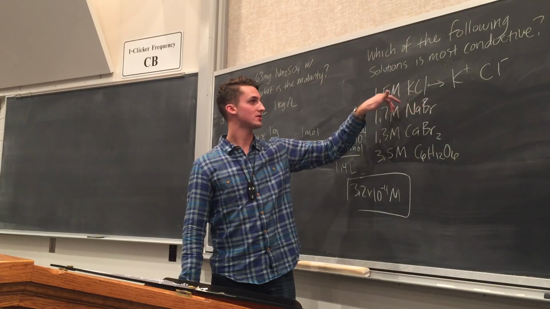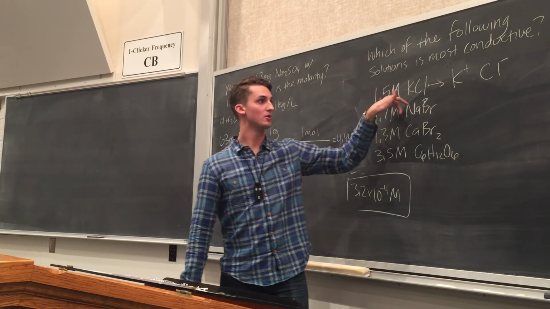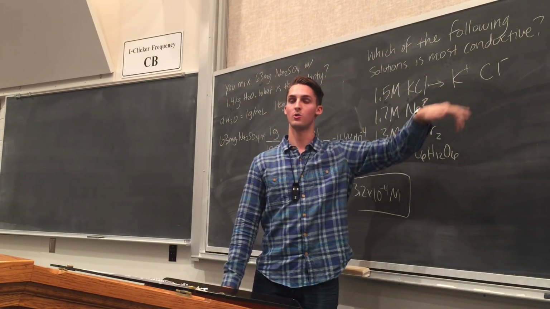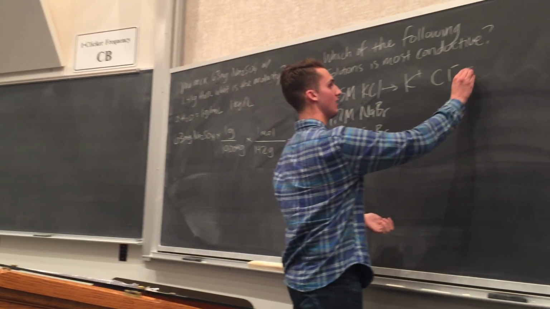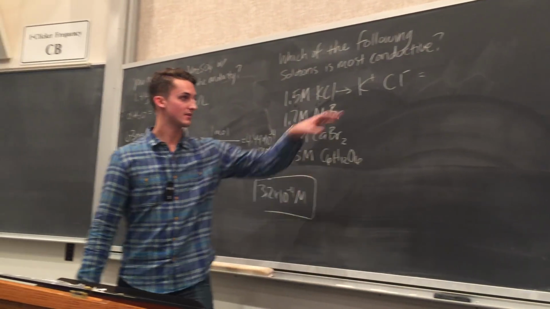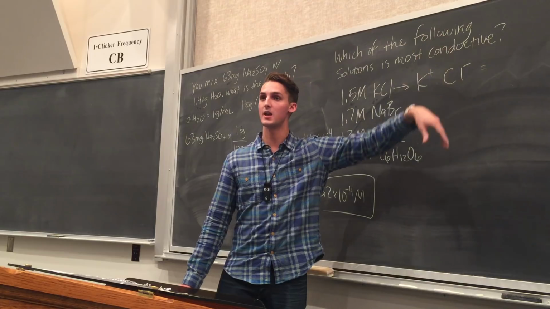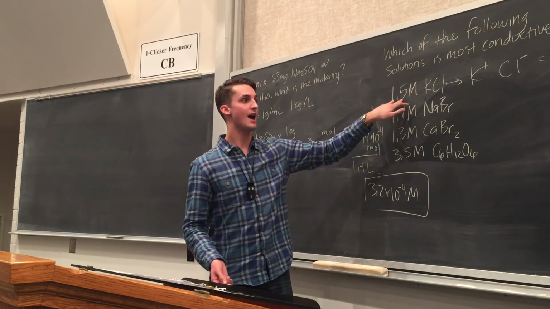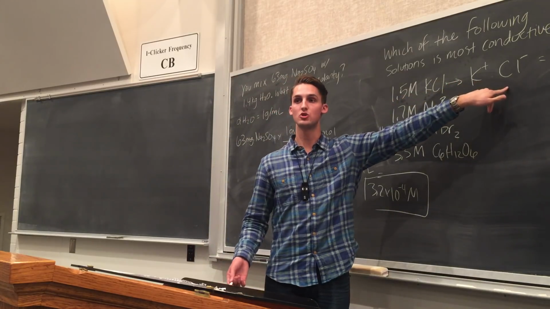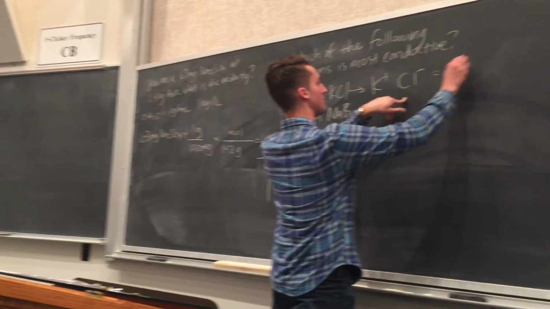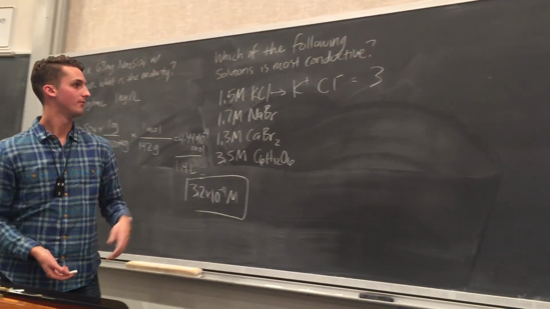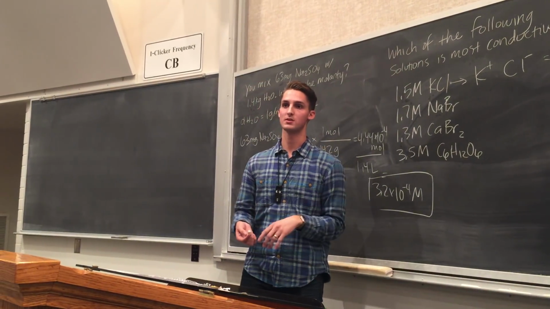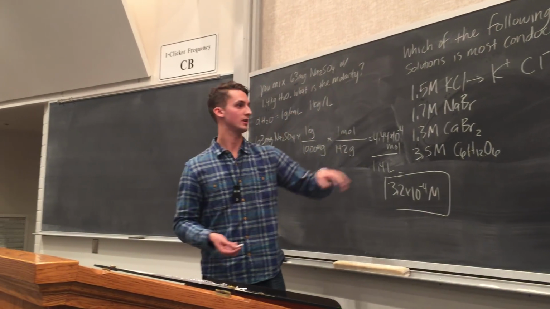So what I can do is just take that concentration, multiply it by the number of moles of ions formed, and just get a number. Okay? And then I can rank all these based on that number and figure out which one's going to be the most conductive. Okay? So 1.5 molar times 2 moles of ions is just going to be 3. Or we can say 3 moles of ions produced, assuming we're in 1 liter.